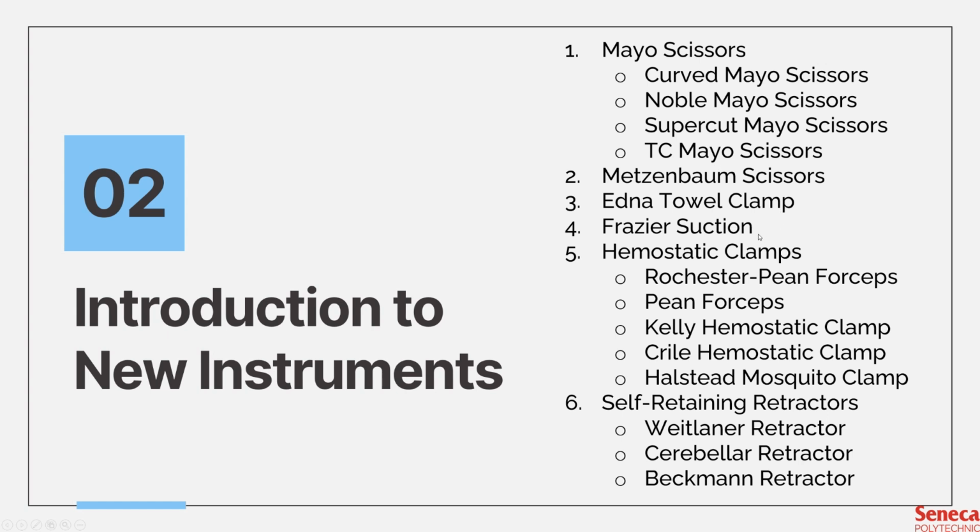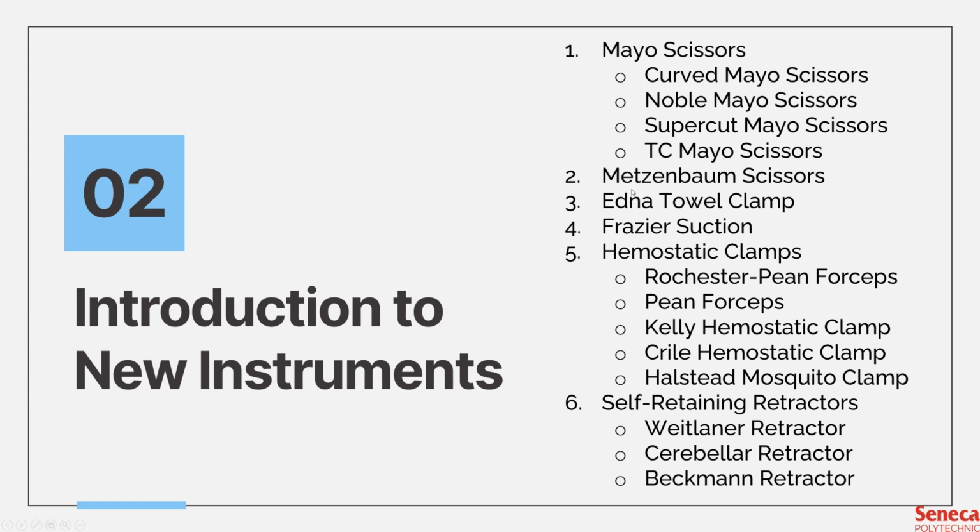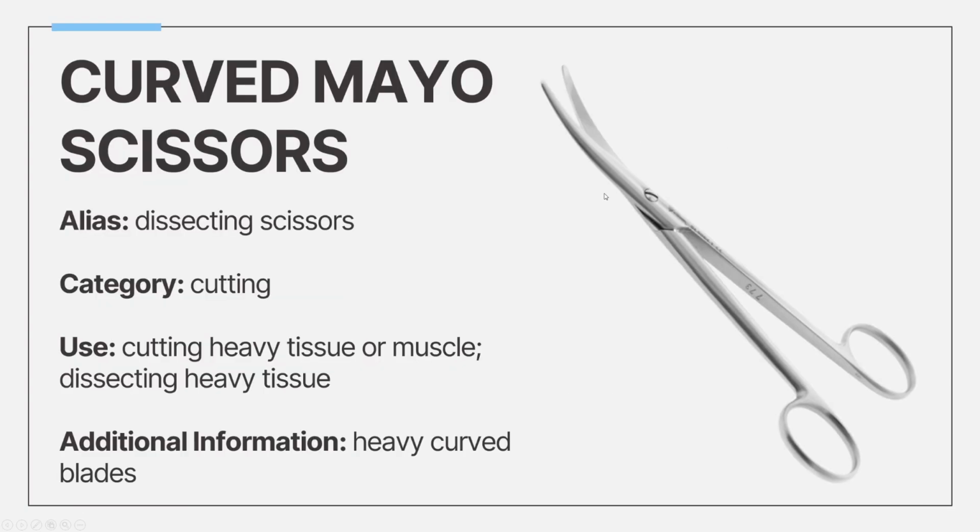Okay, so we are going to talk a lot about scissors since, of course, I mentioned them today. The first one is going to be a group of Mayo scissors. Last class we talked about straight Mayo scissors. This time we're going to talk about curved Mayo scissors. And remember, the difference between straight Mayo scissors and curved Mayo scissors is that straight Mayo scissors are more for suturing, while curved Mayo scissors are known as dissecting scissors, and that's because they're used to cut tissue or muscle.